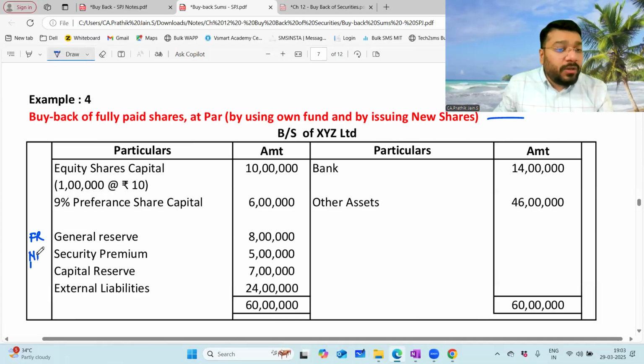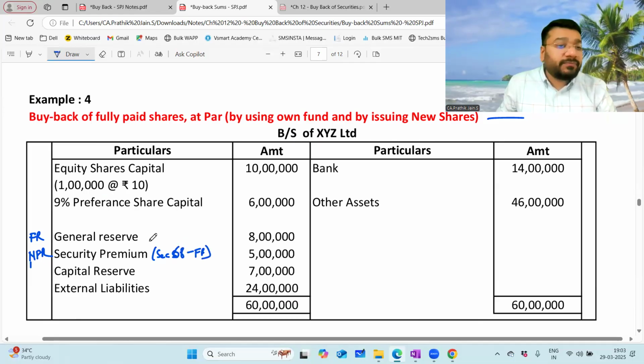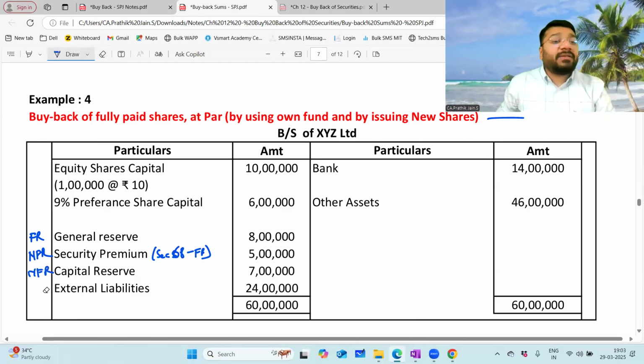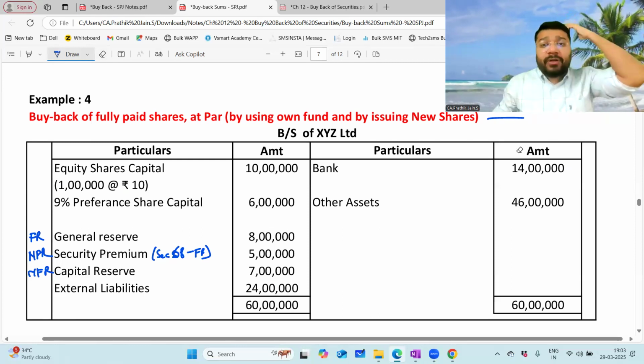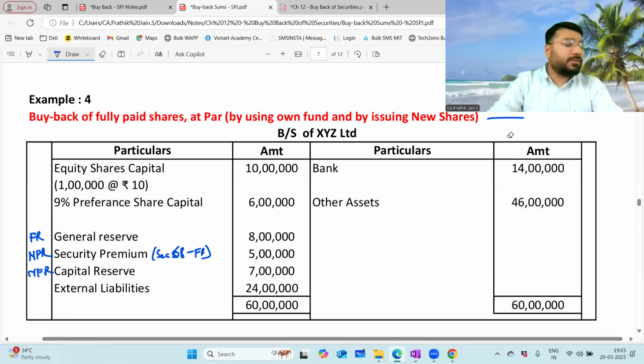It's a non-free reserve. But for section 68, it's a free reserve. Okay. Capital reserve, non-free reserve. Non-free reserve, external liability, external liability. Bank balance 14 lakh, other asset 46 lakh. Any problem in this? No problem, sir.